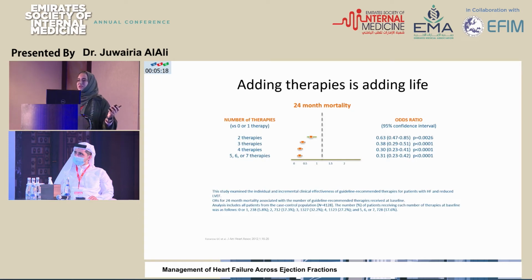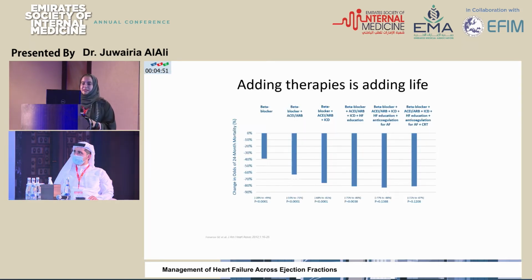And why do we need to add medications? Because the more you add medications, you're adding lives to the patient. So if you start with 2 therapies, your odds ratio of death is 0.6. But as you add more therapies, you actually can halve the risk of death within 2 years. And we're talking about 2 years, not 5 years here. Imagine, we're talking about a disease that gives mortality of 50% at 5 years. So this is very important to be done.